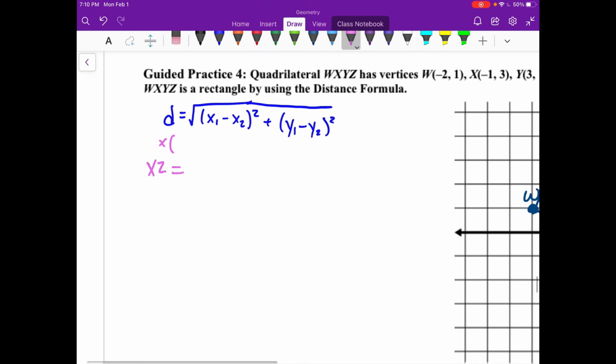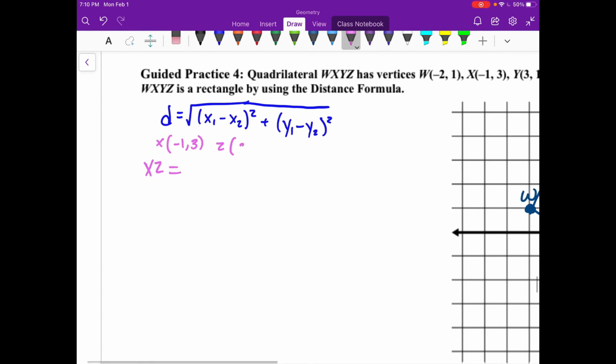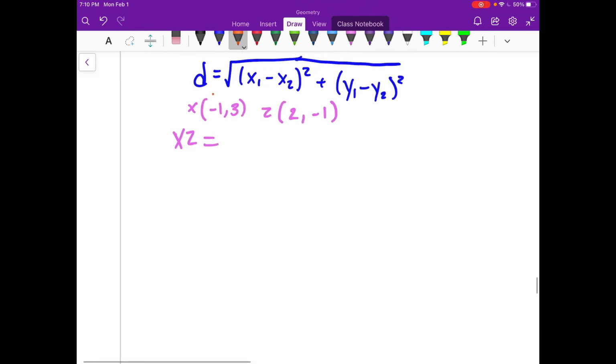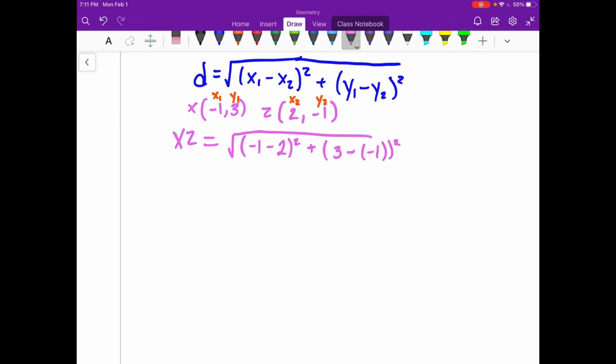Let's write those down. X is negative 1, 3, and Z is 2, negative 1. So I'm going to make X my x1, y1, and Z my x2, y2. Plug those into my formula. So x1 is negative 1 minus x2, which is 2, squared, plus y1, which is 3, minus y2, which is negative 1, squared.